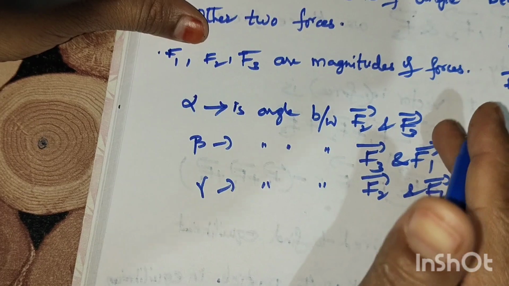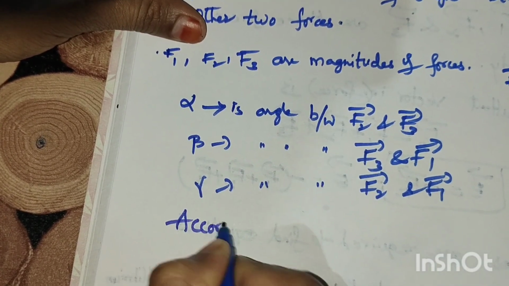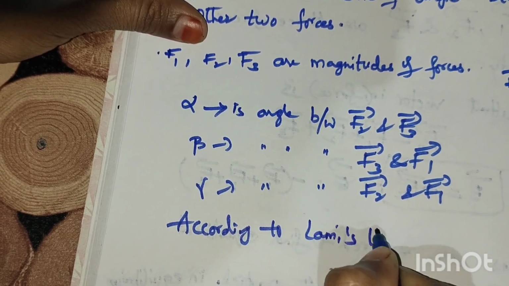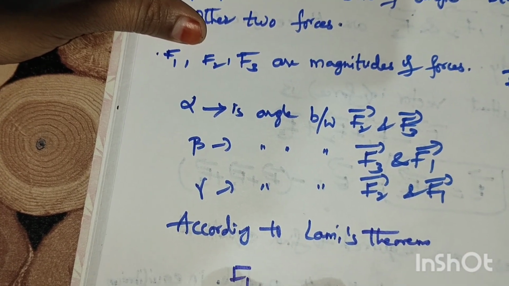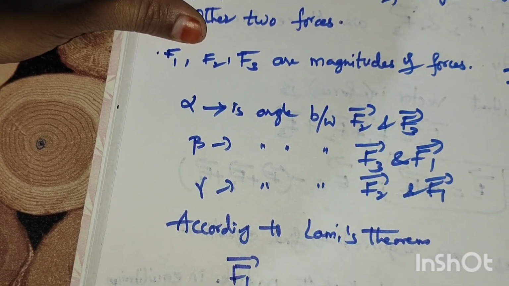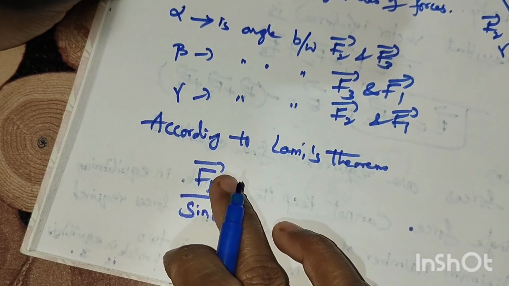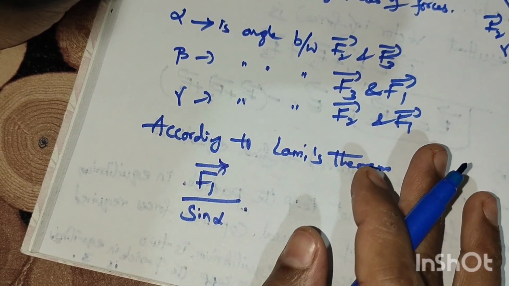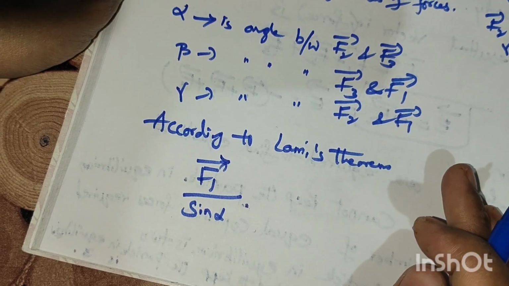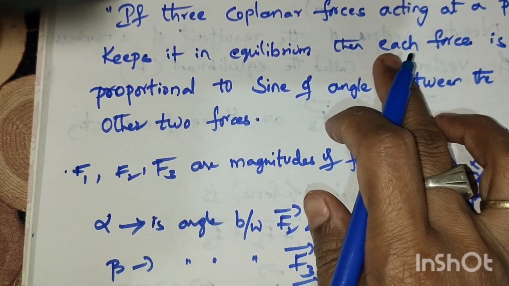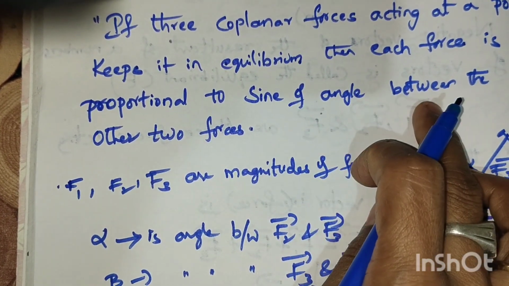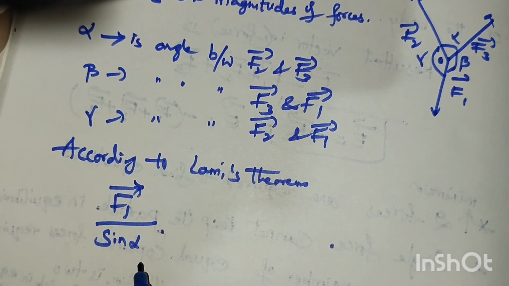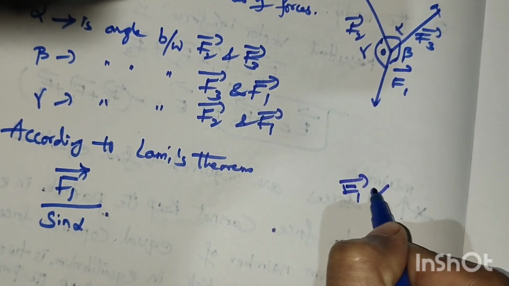How can Lami's theorem be defined? According to Lami's theorem, F1 bar by sine alpha. Why am I writing F1 bar by sine alpha? I said that each force is proportional to the sine of the angle between the other two forces. So F1 bar by sine alpha: you can write it as F1 bar is proportional to sine alpha.